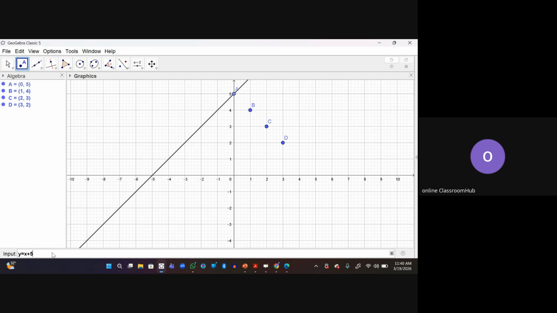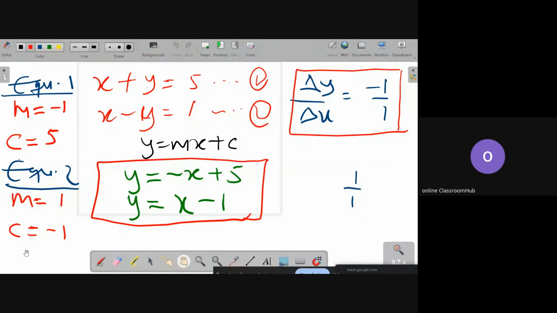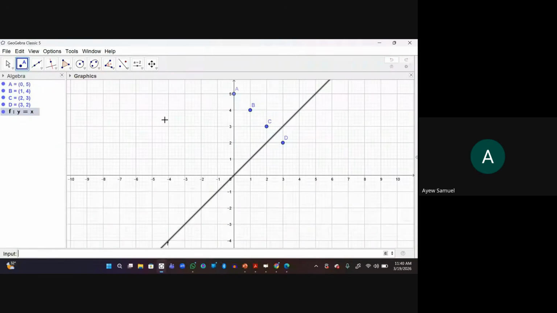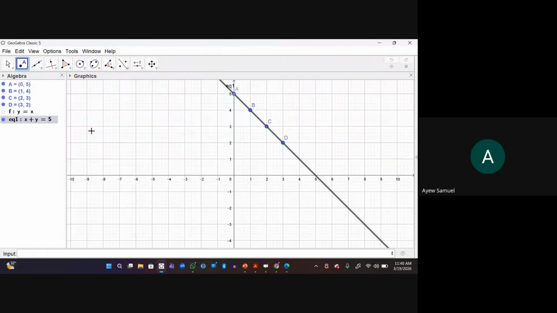X plus 5. What is the equation? X plus y is equal to 5. Okay. So that's equation 1. You can see that the line is there.